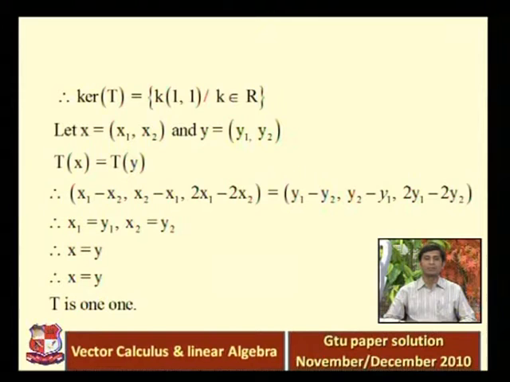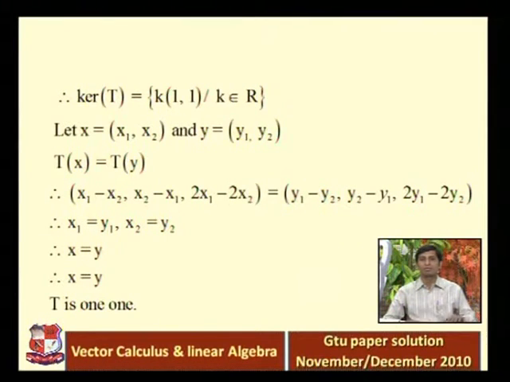Now what is the meaning of x1 is equal to y1 and x2 is equal to y2? Because x is (x1, x2) and y is (y1, y2), you will get x is equal to y. We started with T of x is equal to T of y, and now we got x is equal to y. That means T is one-one by the definition of one-one for any transformation. So here we proved both: we found the kernel of T, and we proved that T is one-one. So this question is complete now, and this question carries 2 marks in this question paper.